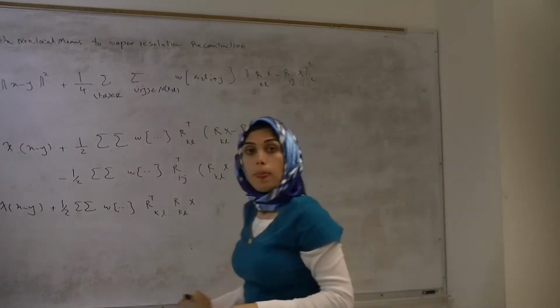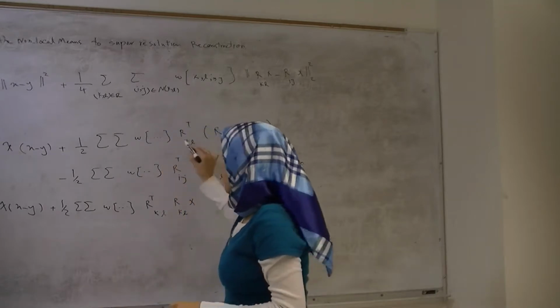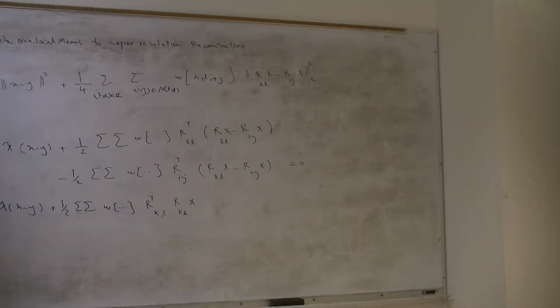So R is a unitary matrix. Unitary? Yes. Also no. Oh yes. Okay.